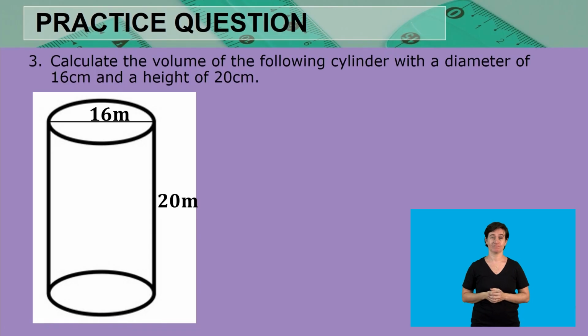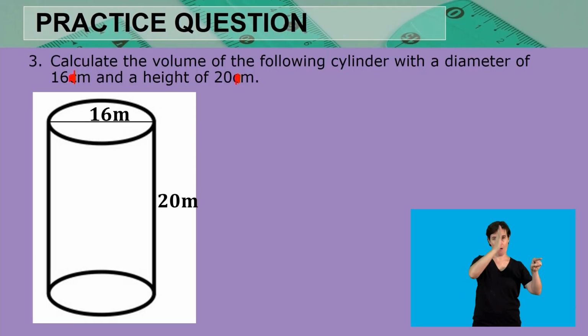Let's move over to the next question. We have now here been given a cylinder. So it says there, calculate the volume of the following cylinder with a diameter of 16 meters, actually, and not centimeters. So 16 meters and a height of 20 meters as shown in our diagram. So we have 16 meters and 20 meters as our values.